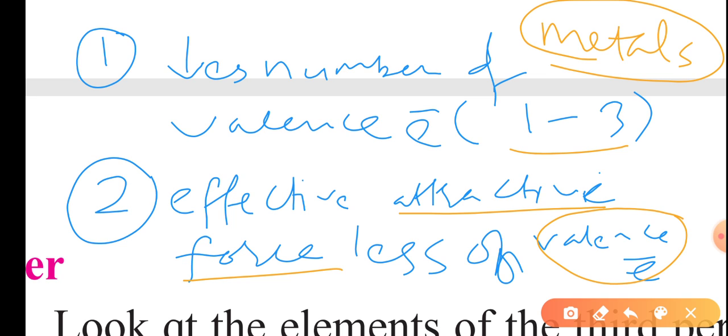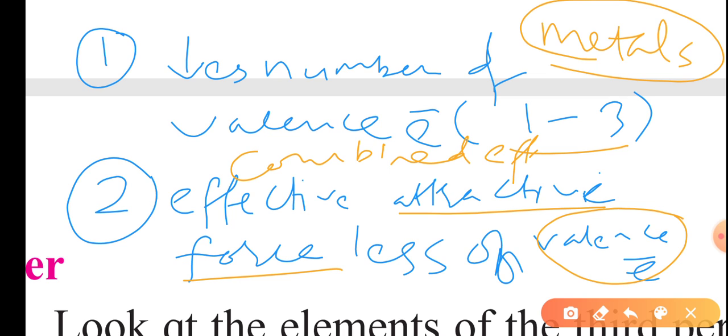Due to this combined effect, what happens? Metals have a tendency to lose the electron, and they want to attain the stable noble gas configuration. They want to have the stable noble gas configuration. What is the noble gas configuration?